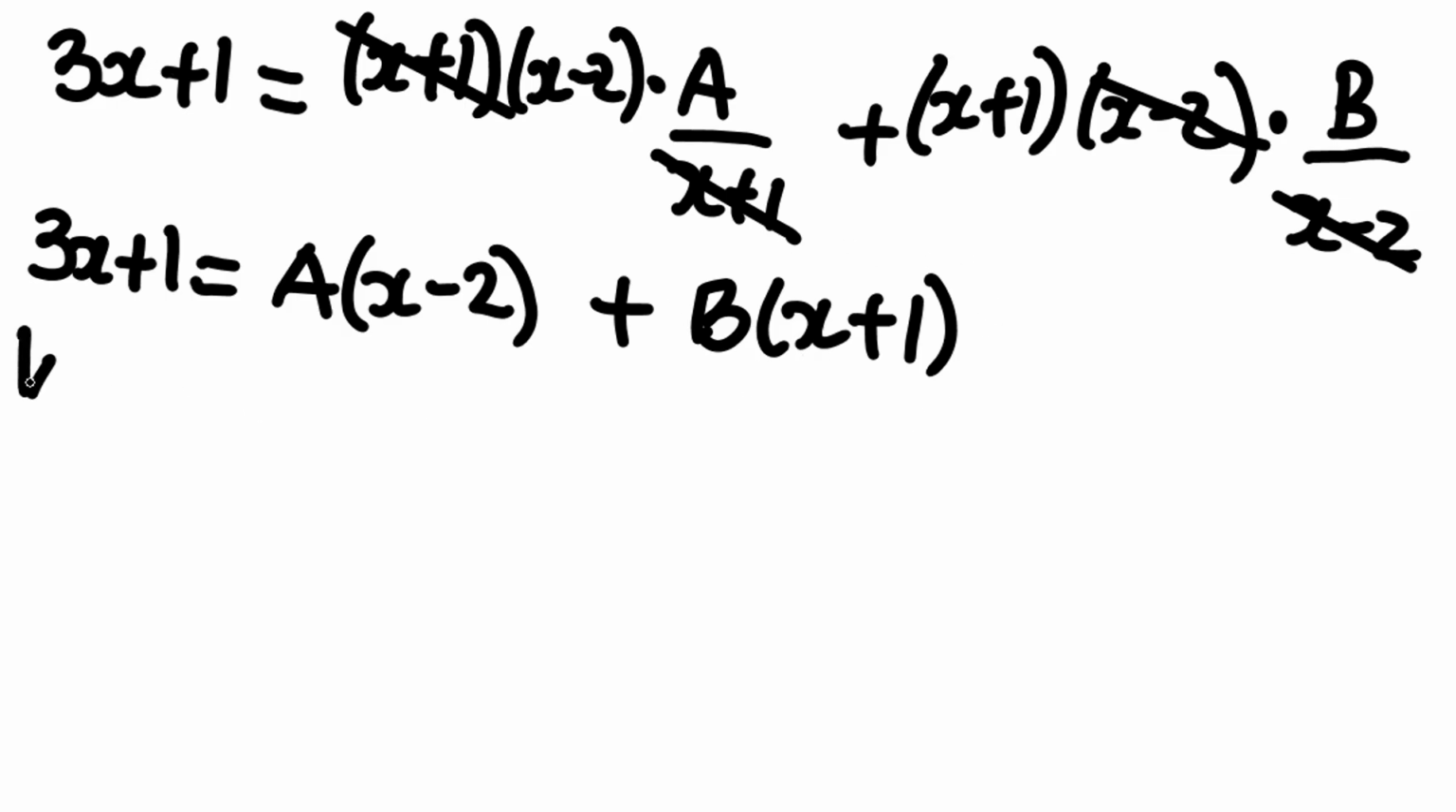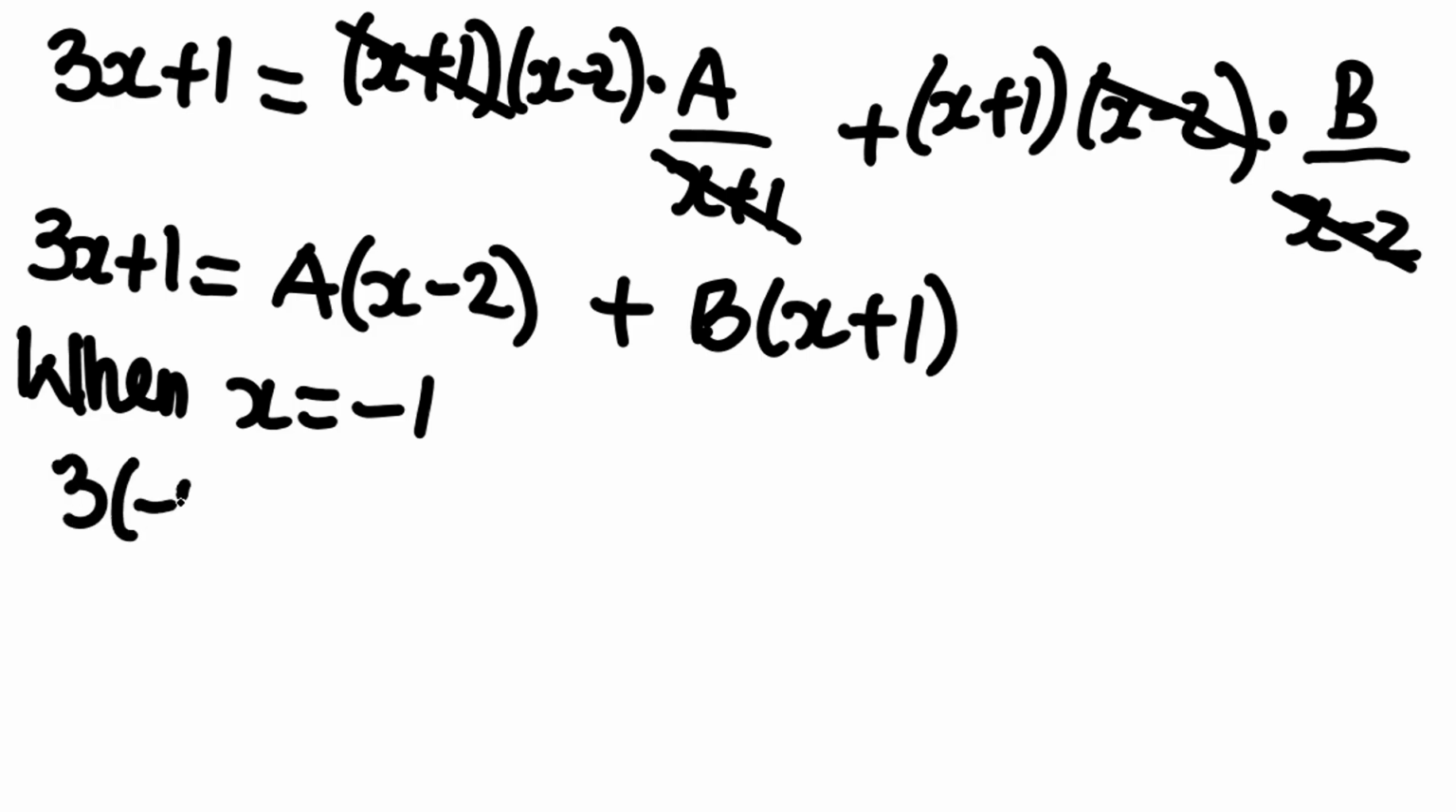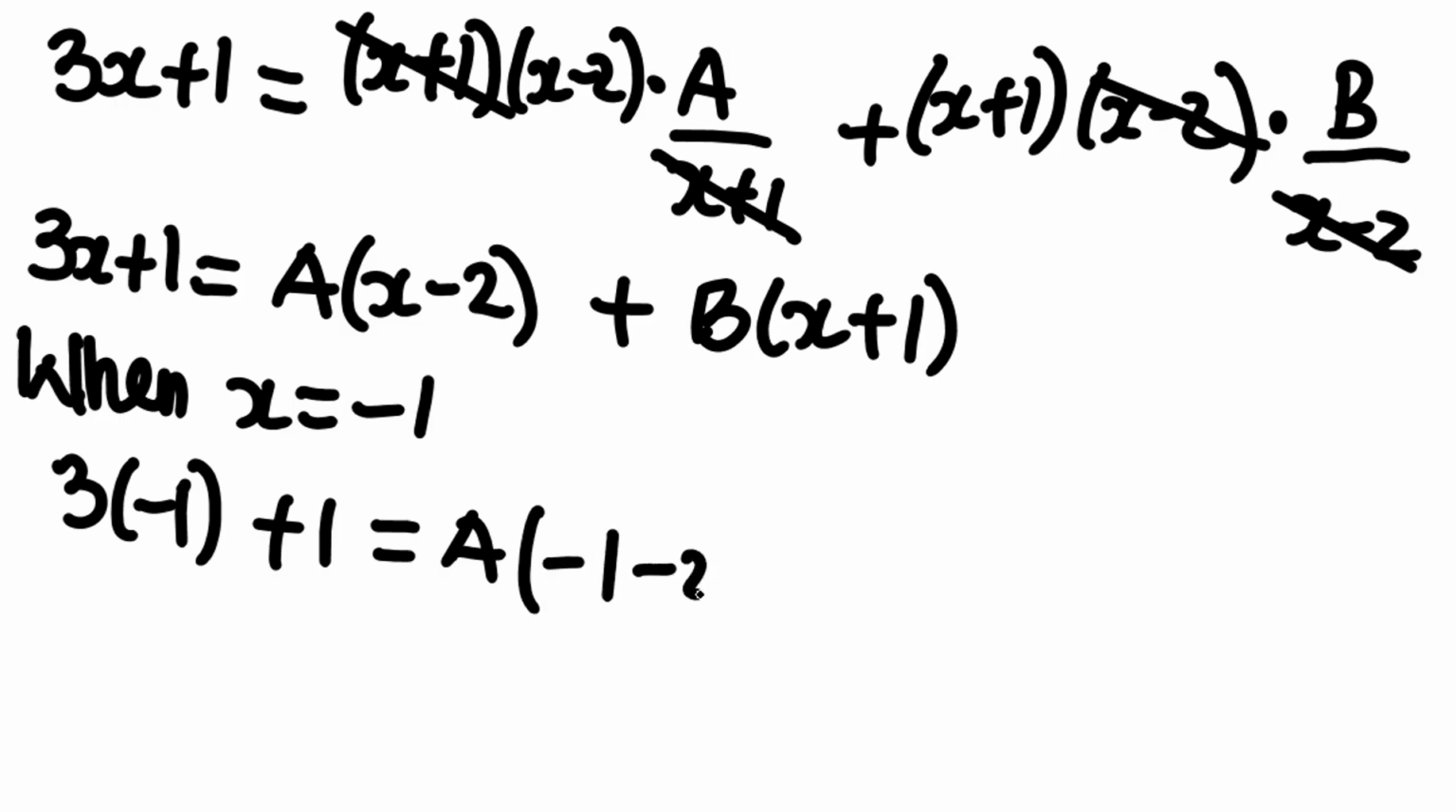I need to select the value when x is equal to -1, because when x is -1, this will become -1 plus 1. This will become 0, and everything here will be 0. So I will just have 3 multiplying -1 plus 1. That's why we took time to do identities, cover up rule, and expansion rule. A multiplying -1 minus 2.